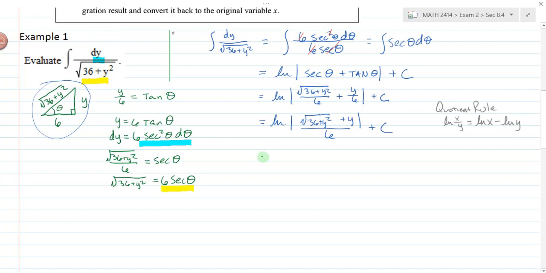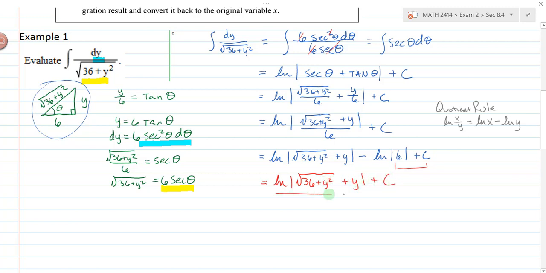So we're going to rewrite this problem using that quotient rule for logs, and this would be the natural log of the square root of 36 plus y squared plus y minus the natural log of 6 plus c. Now notice the natural log of 6 is a constant, c is a constant, and we can combine those two terms into our arbitrary constant, and that would give us a final answer of the natural log of the square root of 36 plus y squared plus y plus some arbitrary constant c, and that would be our final answer.